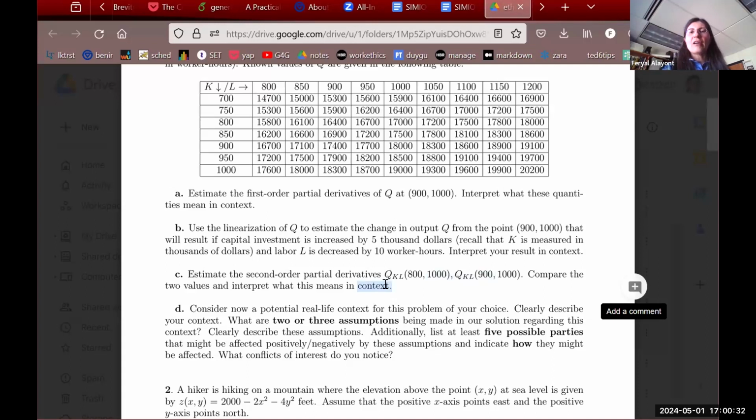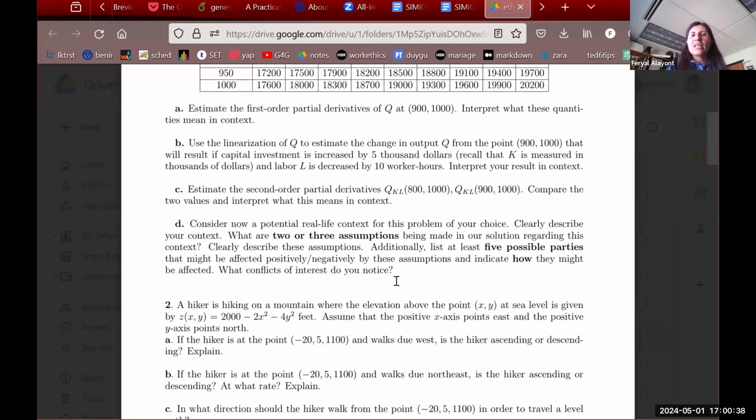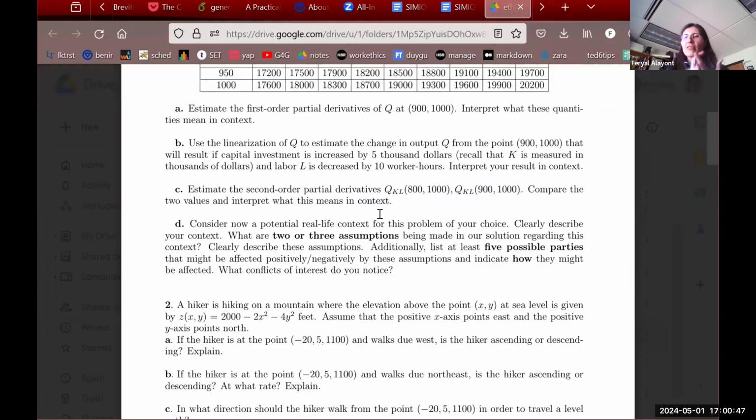So you have a table and then they estimate partial derivatives and then do a linearization and then estimate the second order. And then they give real life context, and it has to be a reasonable real life context. They have to explain their context. That's one of the things that I usually get. They don't explain the context. So I'm like, context is missing.